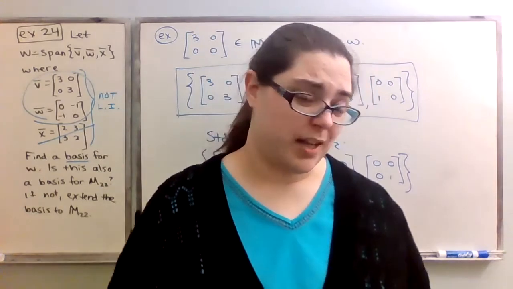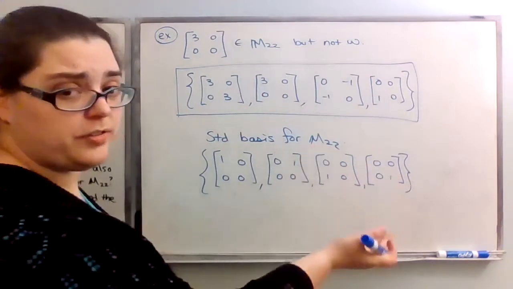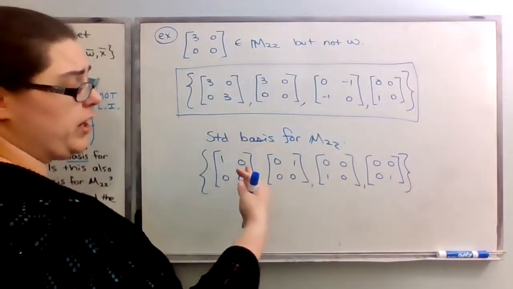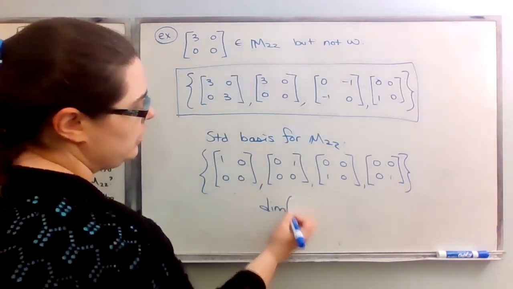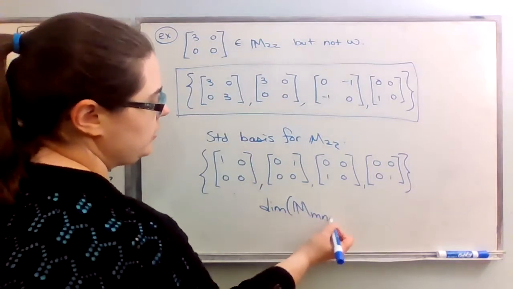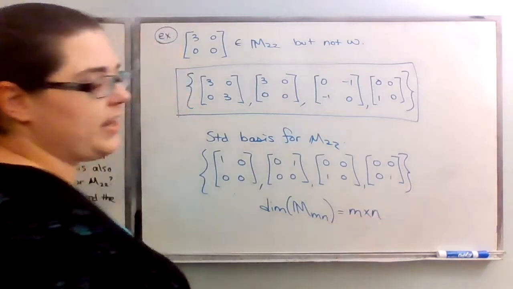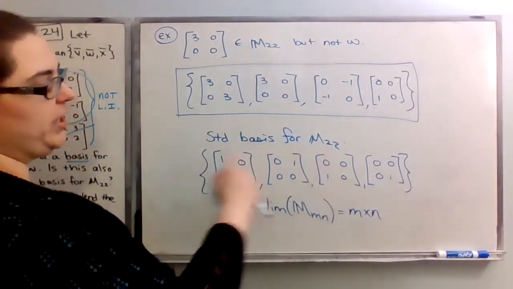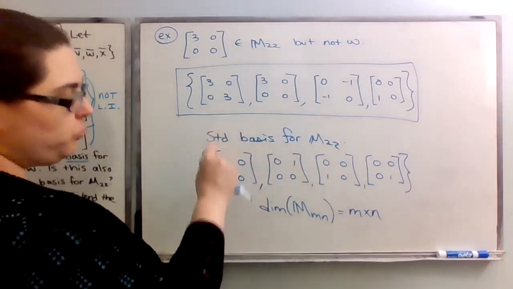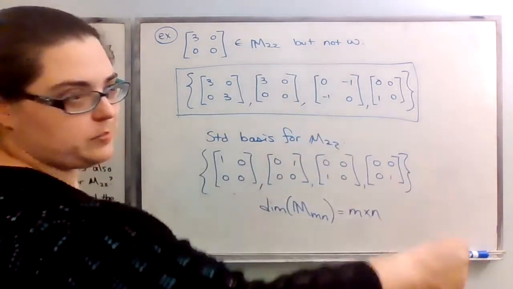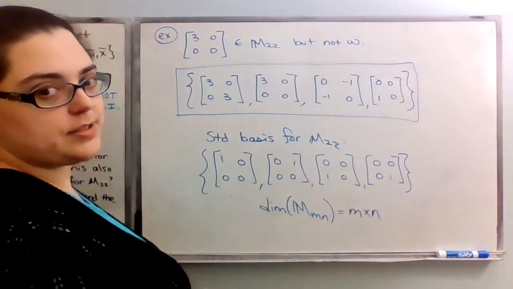So just a sidebar here, we've got the standard basis. This is going to be the case for whatever collection of matrices we have. It's going to be zeros everywhere except for one of the spots. So that means that the dimension of Mmn in general is going to be m times n, because I'm going to have m rows, each with n columns. So I need 1 for each of those spots. So here 2 times 2 is 4. So that's why we had 4 basis elements.